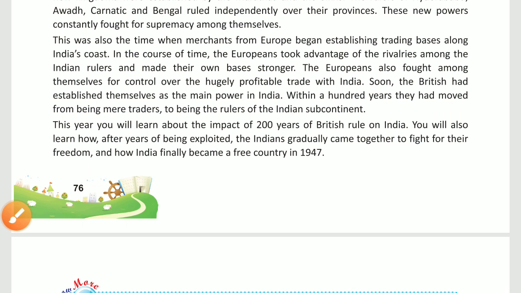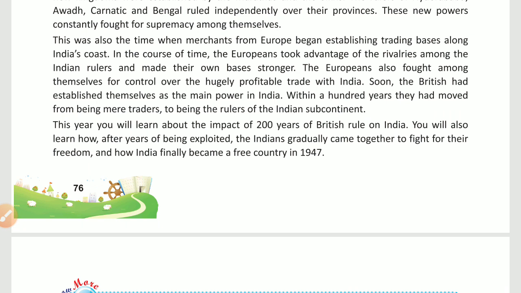In this paragraph, we see that when the petty rulers of a country were fighting against each other for their supremacy, at that point of time, the British merchants came, captured the opportunity, and started establishing their bases. They became stronger and stronger.